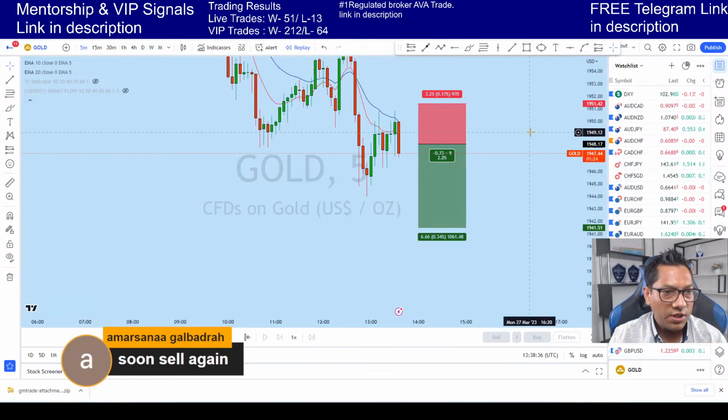Okay, so you see the price has come to the profit zone, guys. I need a big like. Looks like we will hopefully see a drop to our TP target at 1941.51. This is the third consecutive trade today.